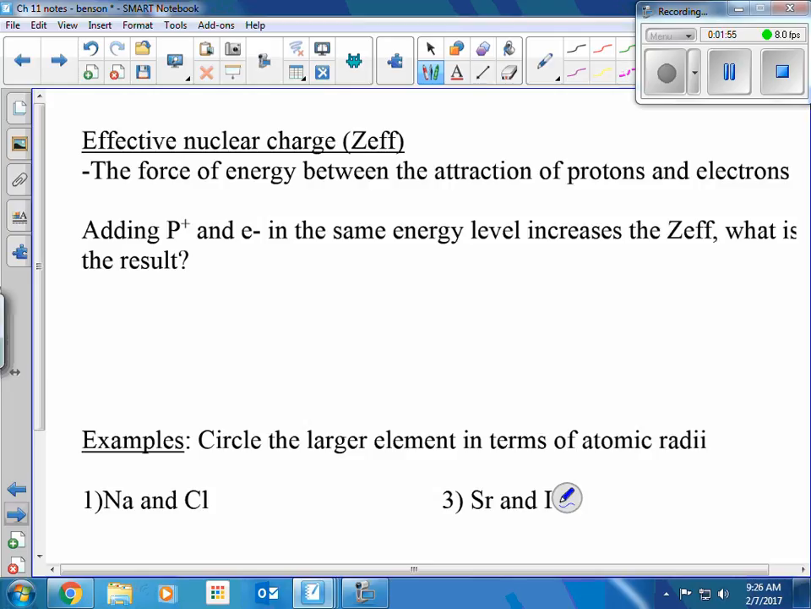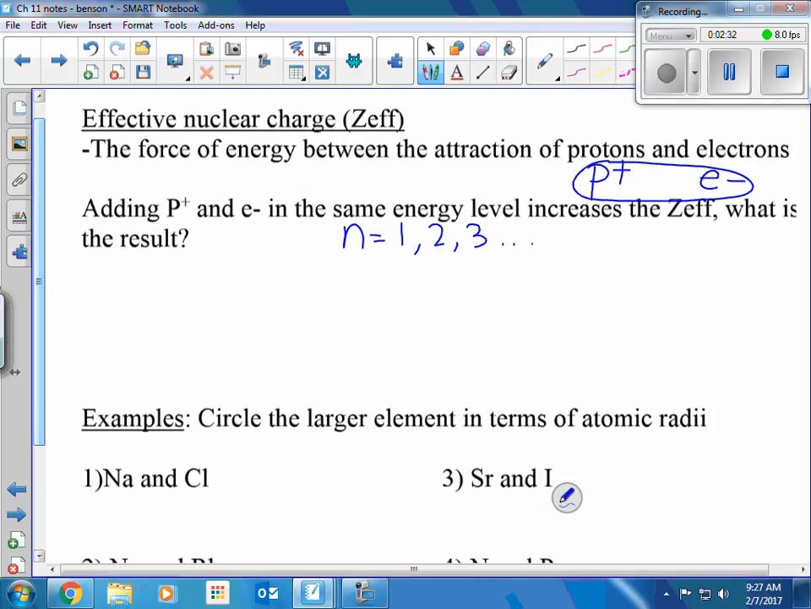So it's called the effective nuclear charge, and we have a force of energy between the protons and electrons. If you think about that, a proton is positive and an electron is negative, and so we have this attraction between the two pulling this in. The more protons we have, the more effective nuclear charge, or nuclear force in the atom, that's going to pull it together. So adding protons and electrons in the same energy level, meaning that n is equal to 1, 2, or 3, increases that force. What is the result?